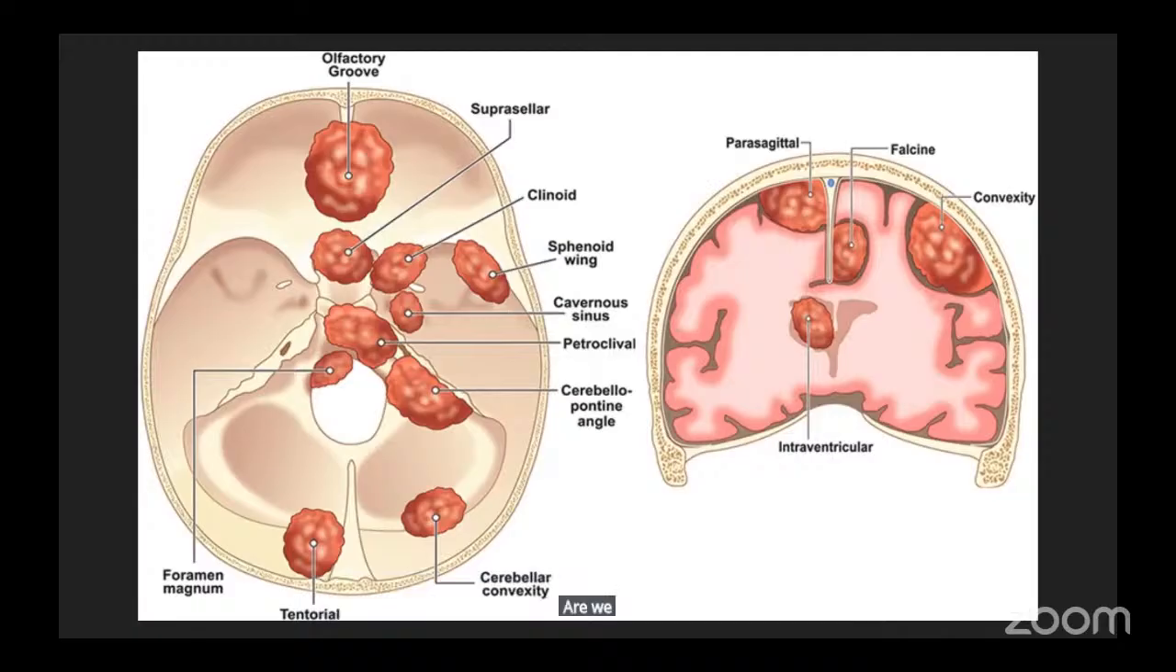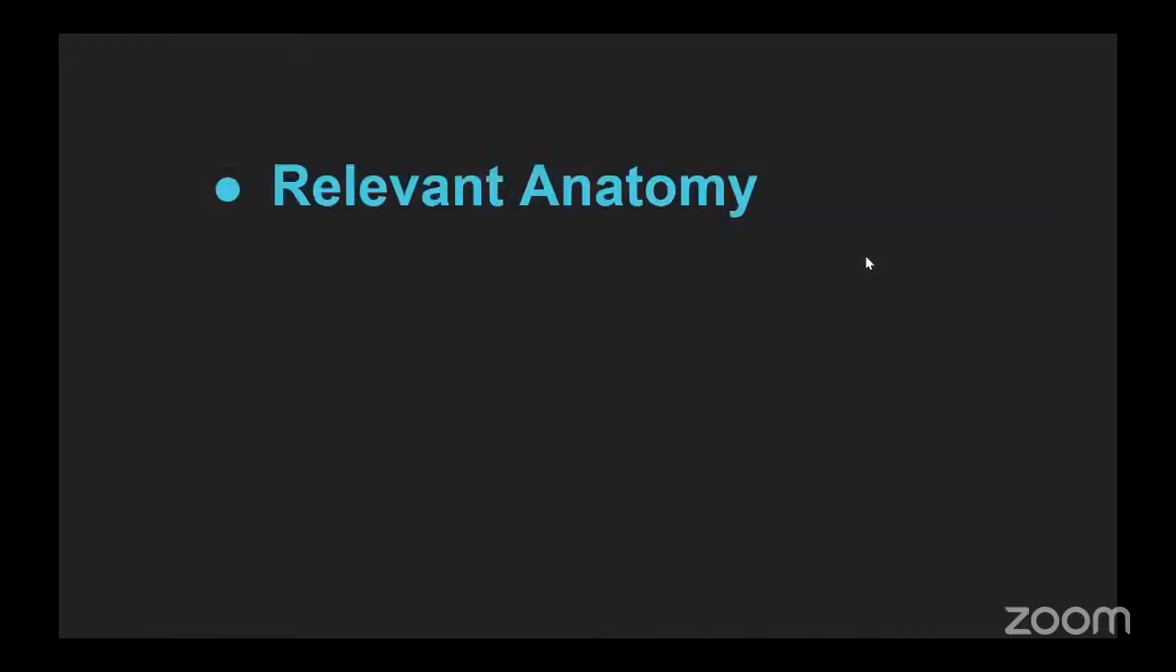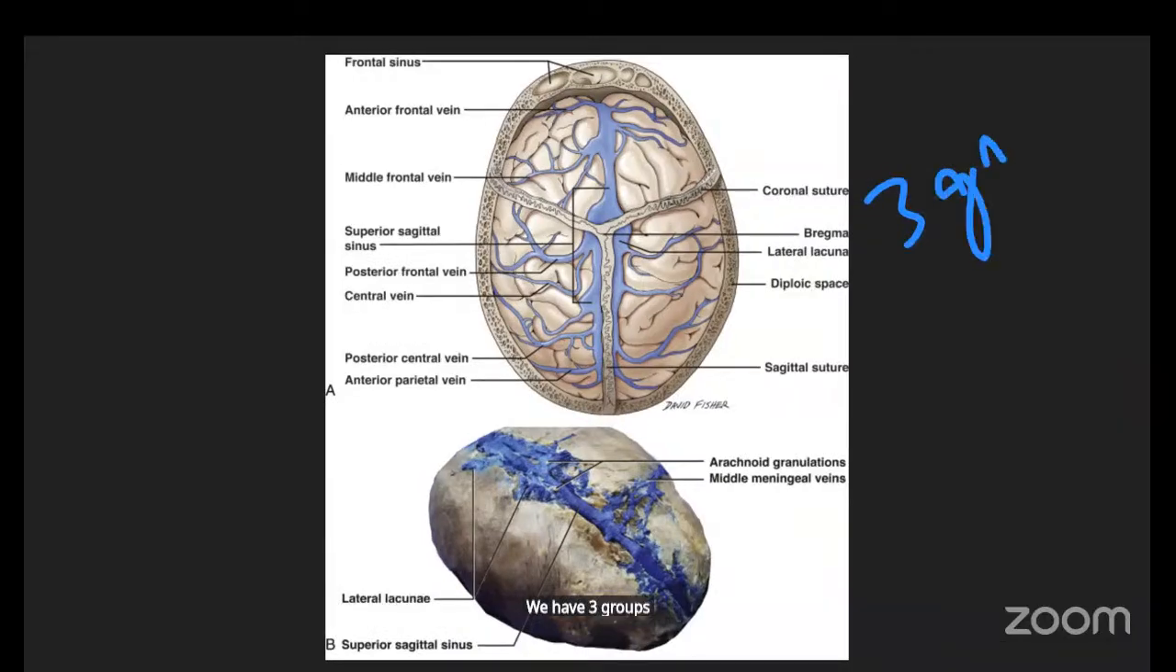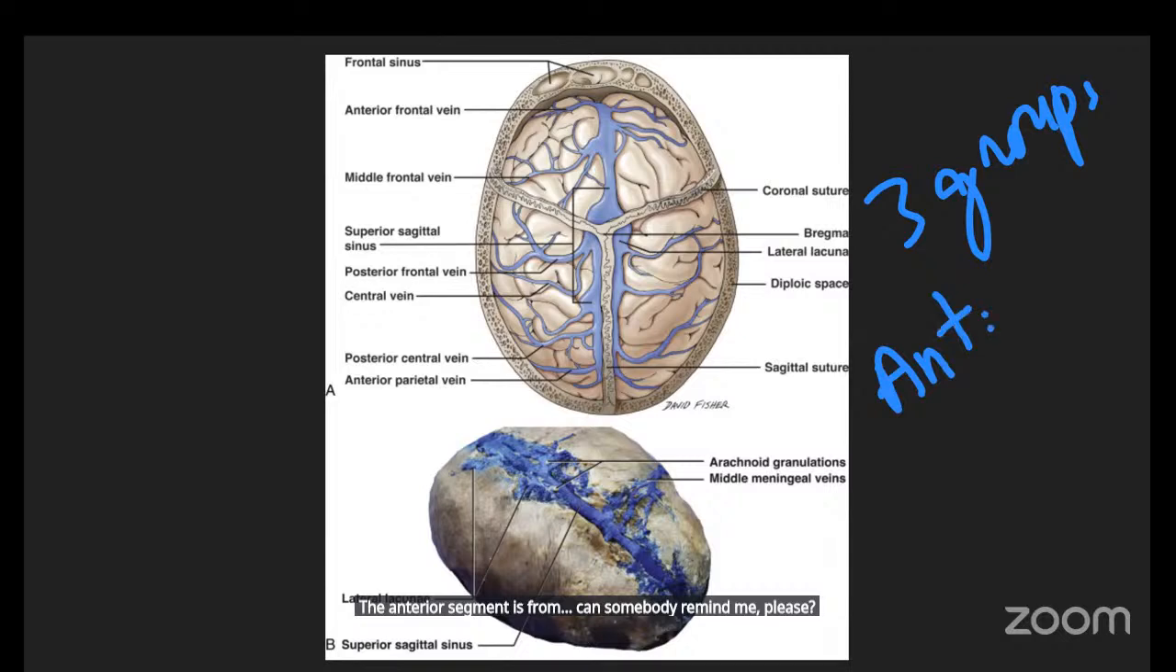Are we all on the same page, or am I going too fast? We're good, right? Okay. So the relevant anatomy, which is relatively simple, has only 2 or 3 things here. We know that the superior sagittal sinus is divided into 3 anatomical localizations: the anterior, the middle, and the posterior superior sagittal sinus segment. The anterior segment is from, can somebody remind me, please? Anterior is from?